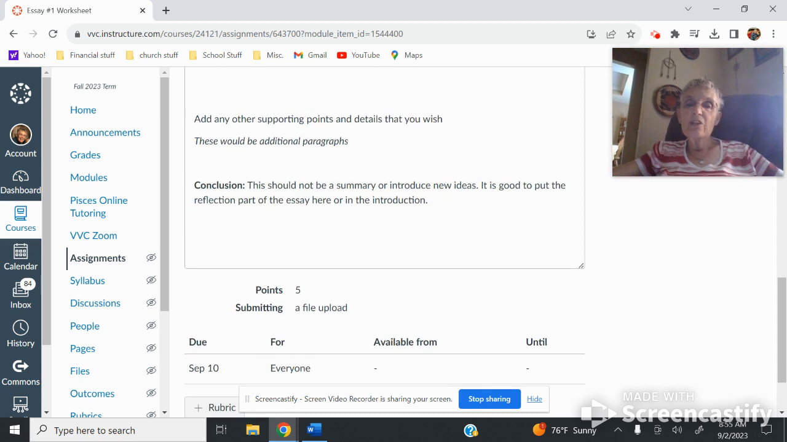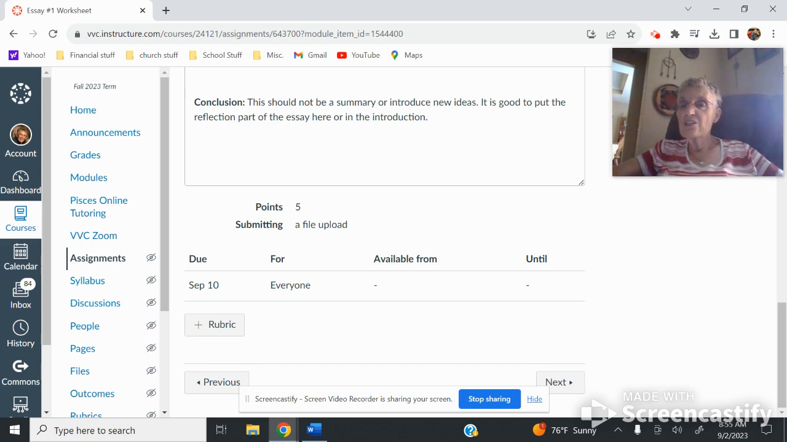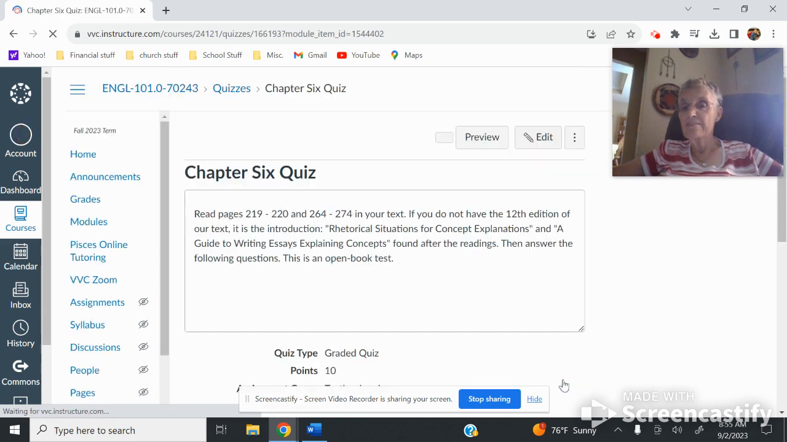And then your conclusion is not going to be a summary, and it cannot introduce new ideas. Sometimes you can put the reflection part of the essay here, or you can put it in the introduction. Lots of times you can use a call to action in that part, so that you can say what steps people should take because you have convinced them of your thesis.